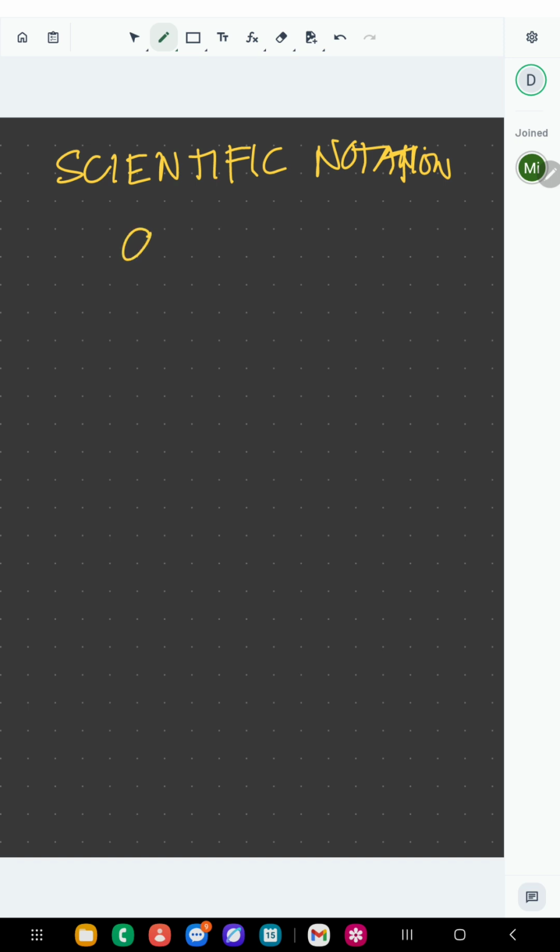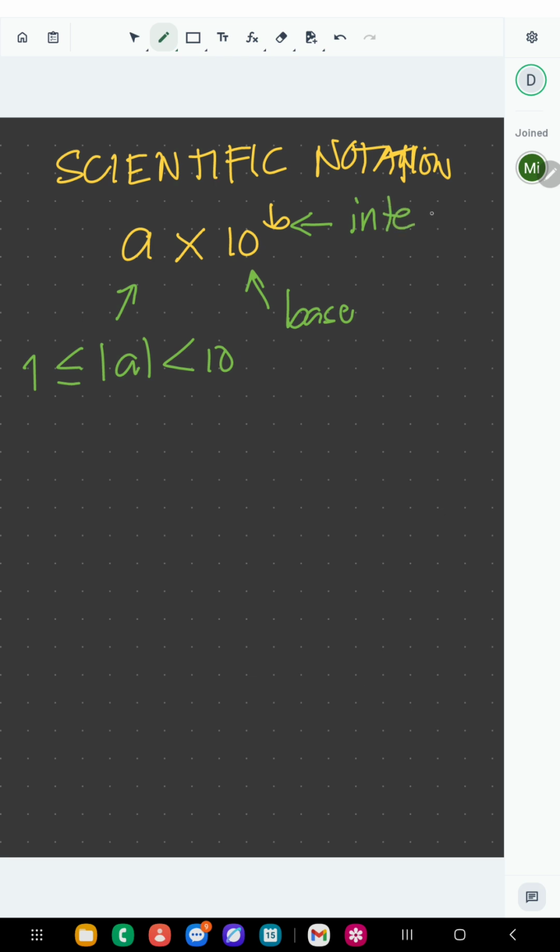So let's say we're given a times 10 to the b. Here, a is the value. The absolute value of a should be less than 10 but greater than or equal to 1. So a is a number greater than or equal to 1 but less than 10, and this is the base 10, and this is an integer, the exponent that we're going to multiply the number by, for very large or very small numbers. We are usually given the standard form, then we write that in scientific notation.